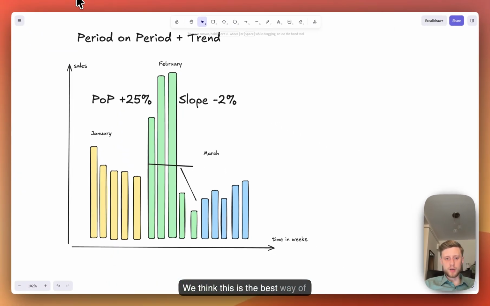We think this is the best way of analyzing performance of month on month, because if you only look at period on period, this would only give you half the story.